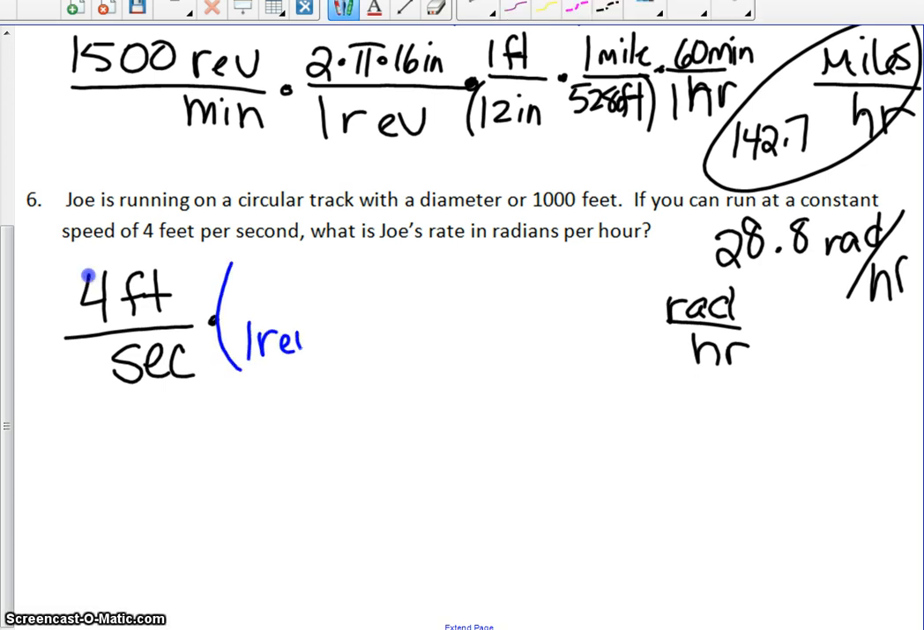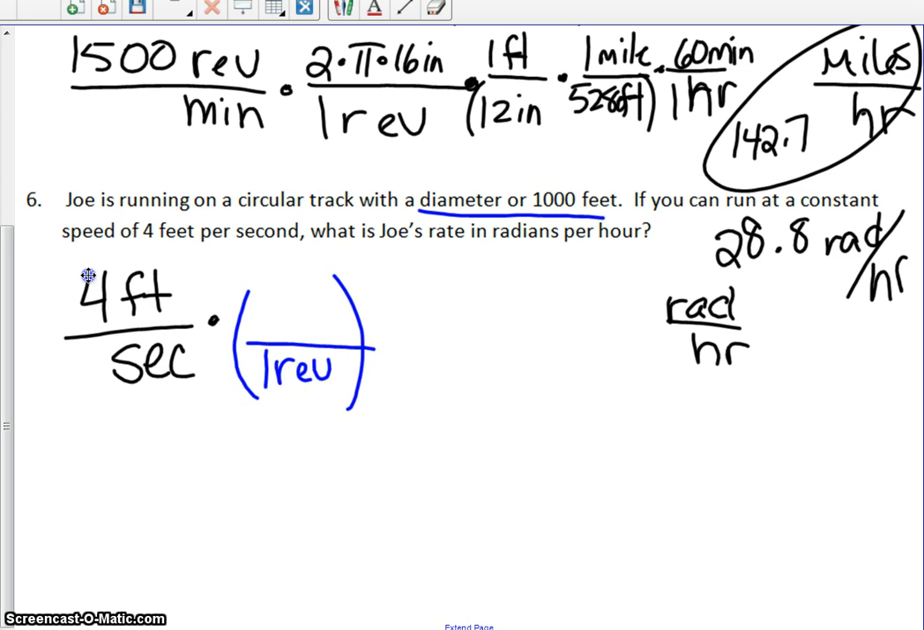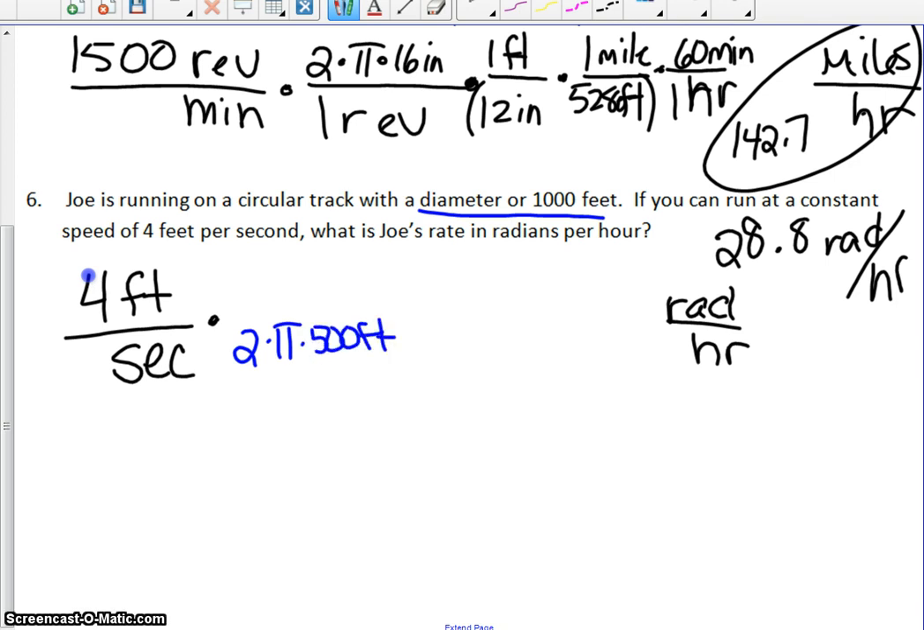So one revolution all the way around this circular track, if the diameter is 1,000 feet, the radius is 500 feet. I actually have this the wrong way. I want the revolution on the top. Sorry, guys. So I want 2 times pi times 500 feet, the circumference, the distance around this track. And that means it's 1 revolution. Well, we know that 1 revolution is really 2 pi radians.